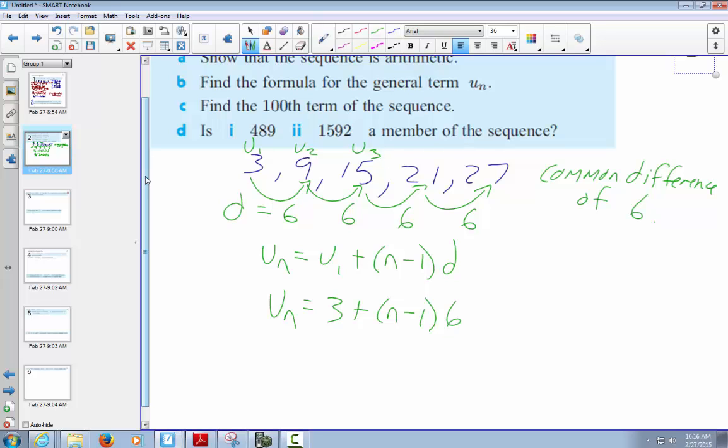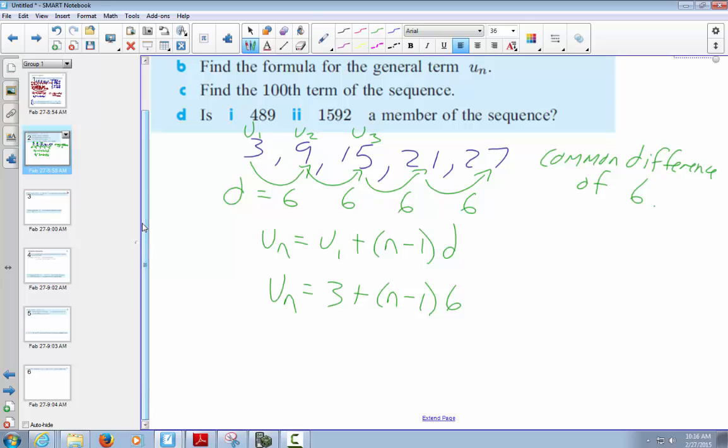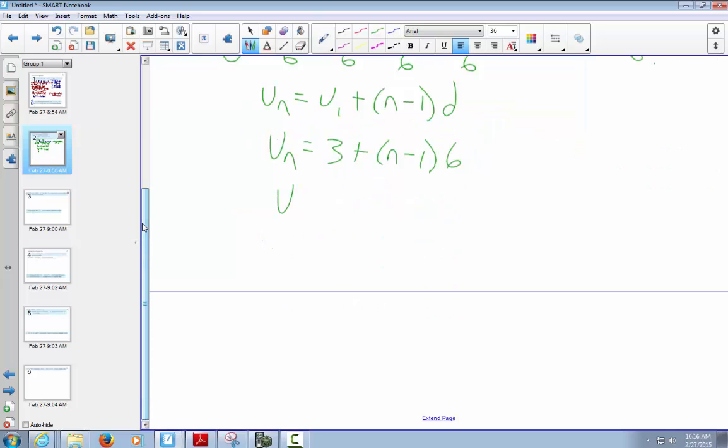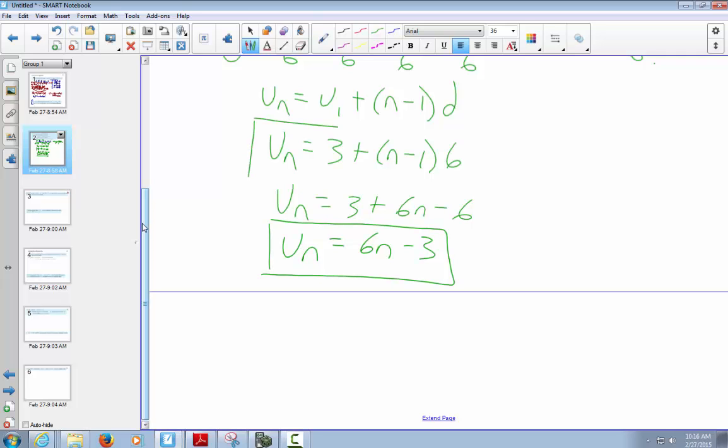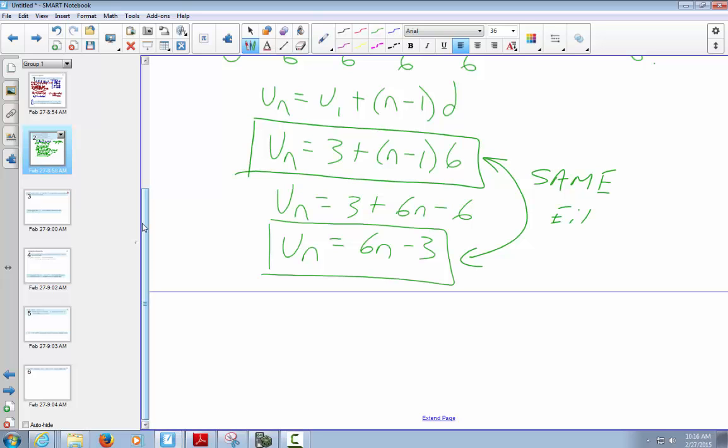I personally would leave it like that, and you can easily do that. Or the other option is you can simplify this, and I'll show you. Un equals 3 plus 6n minus 6. So un equals 6n minus 3. This and this, same, and either is okay.